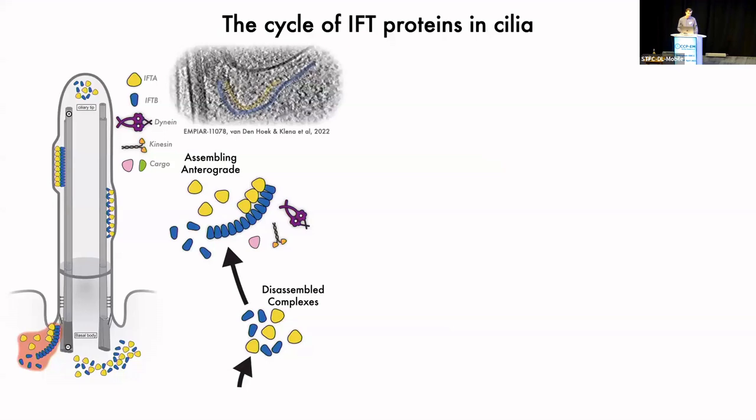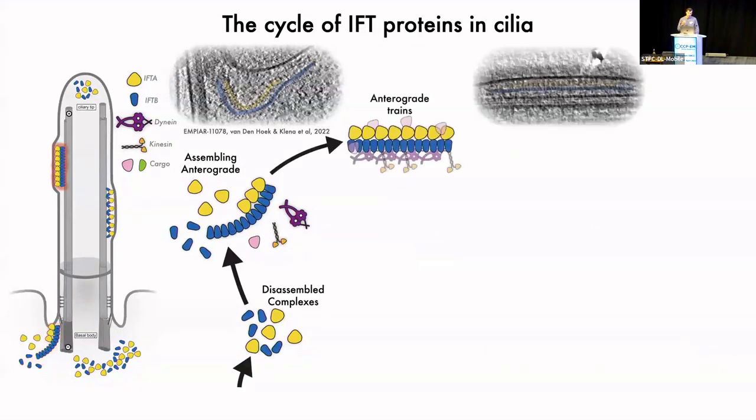So this is based on some really nice FIB milling and cryo-ET that was done in collaboration with Ben Engel's group and Gaia's group. And in these images, we can see that the IFTB in blue is polymerizing much longer in the initial stages of assembly than IFTA. At this stage, the trains are binding to the cargoes and the motors.